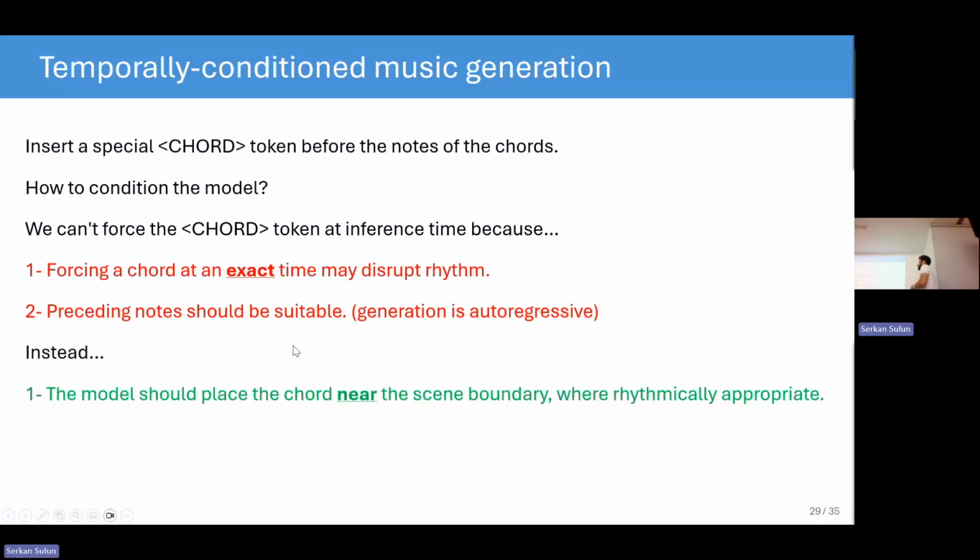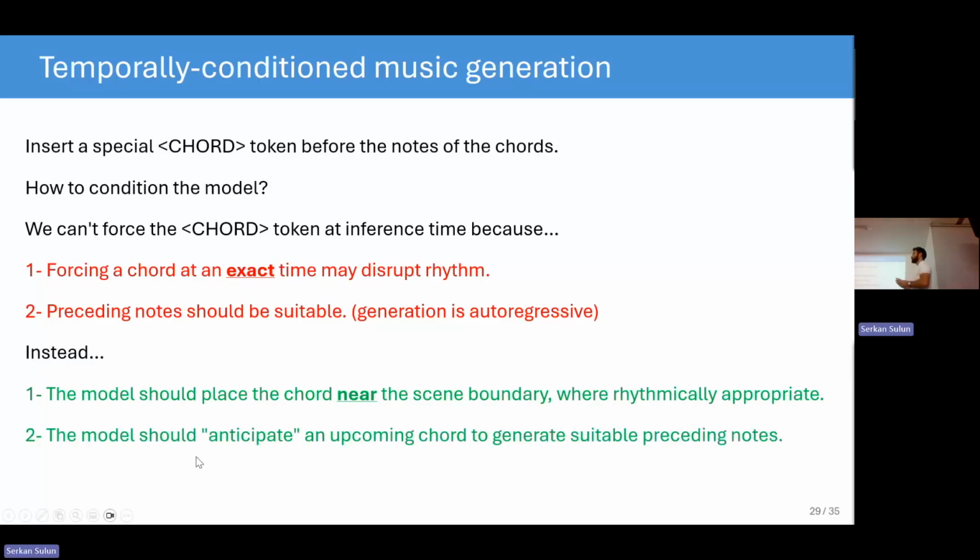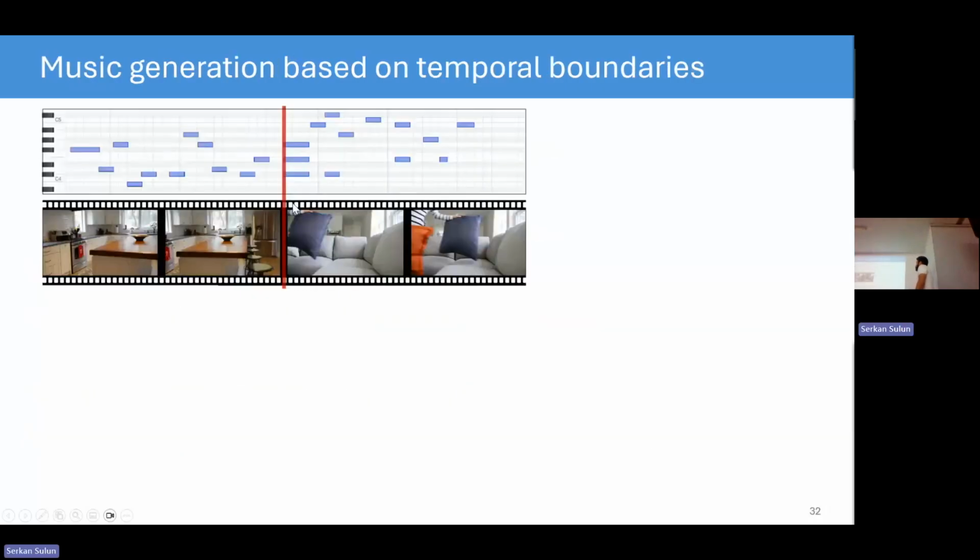So the solution: the model should place the chord near the scene boundary, not exactly on the scene boundary, where rhythmically appropriate. And the model should be able to anticipate, in quotes, an upcoming chord so that it generates the preceding notes accordingly. So if it has knowledge, okay, I have a chord coming, it would change its creation of the notes before the chord. All right, so this is what we wanted roughly.